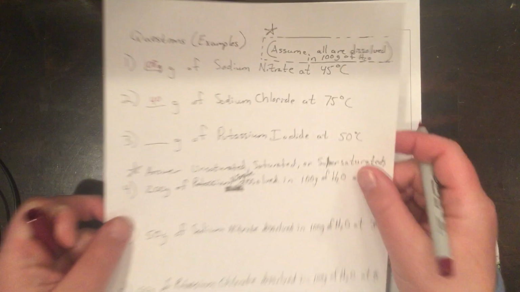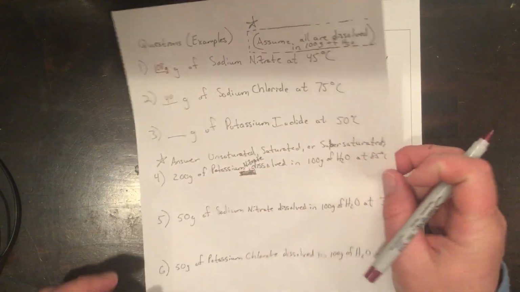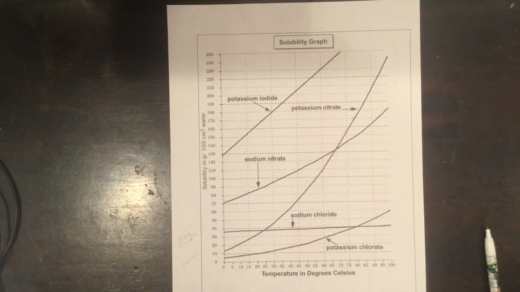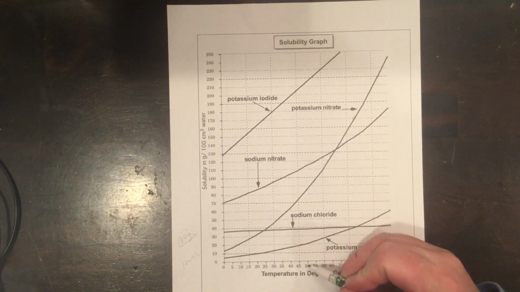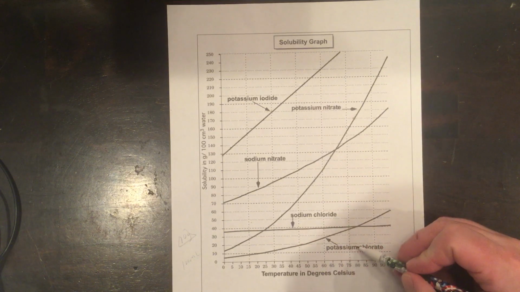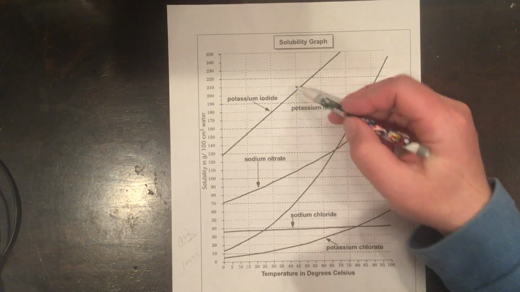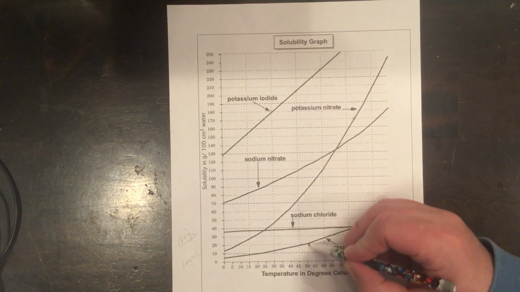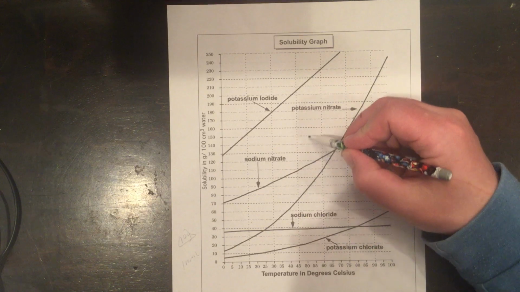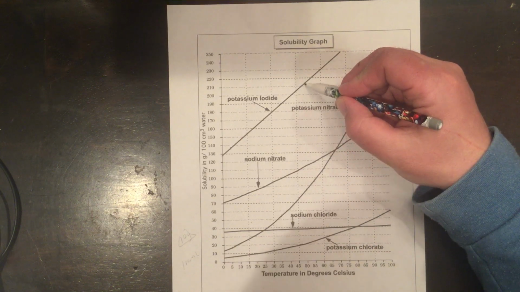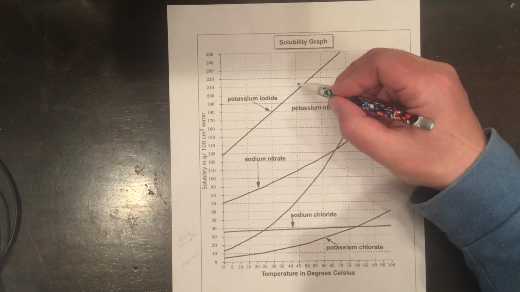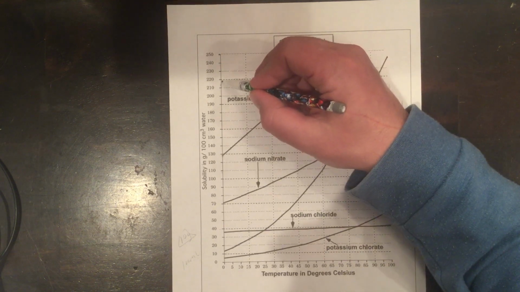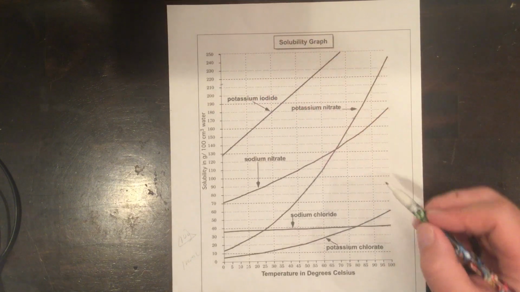Next one, it says potassium iodide at 50. So how much potassium iodide could dissolve at 50 degrees Celsius? 50 degrees Celsius is here. Where's potassium iodide? That's not it. That's chlorate. It's up here. This one is. So 50 degrees, all the way up here. Potassium iodide is right about here, 50 degrees. Come over. So we're somewhere between 210 and 220. I think we're more towards 210.